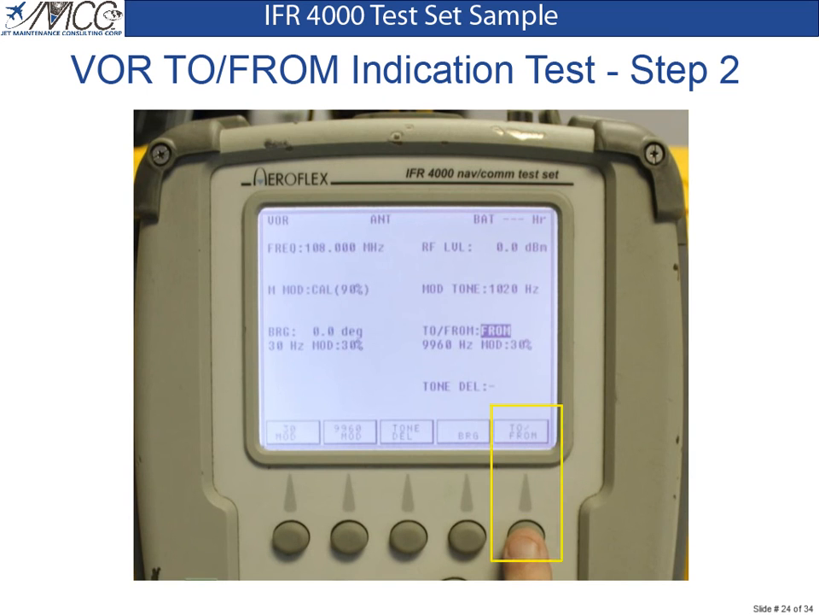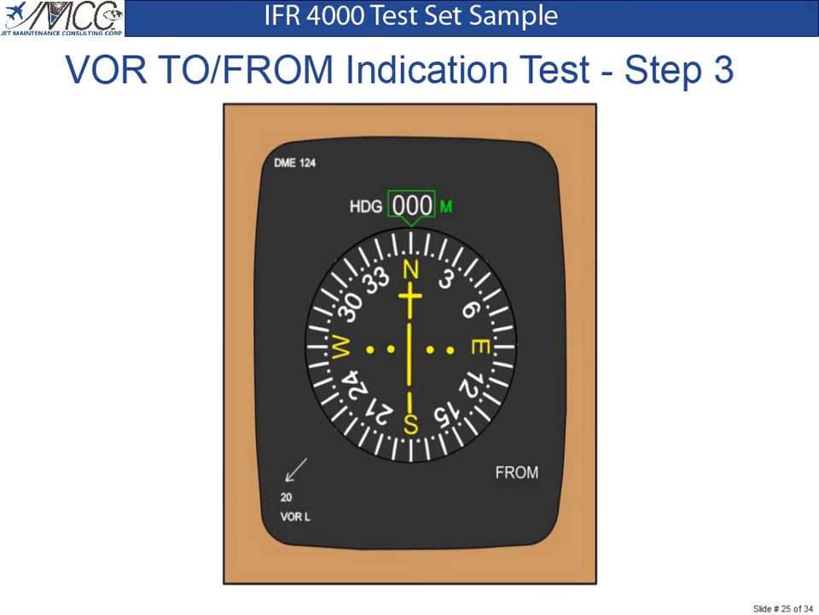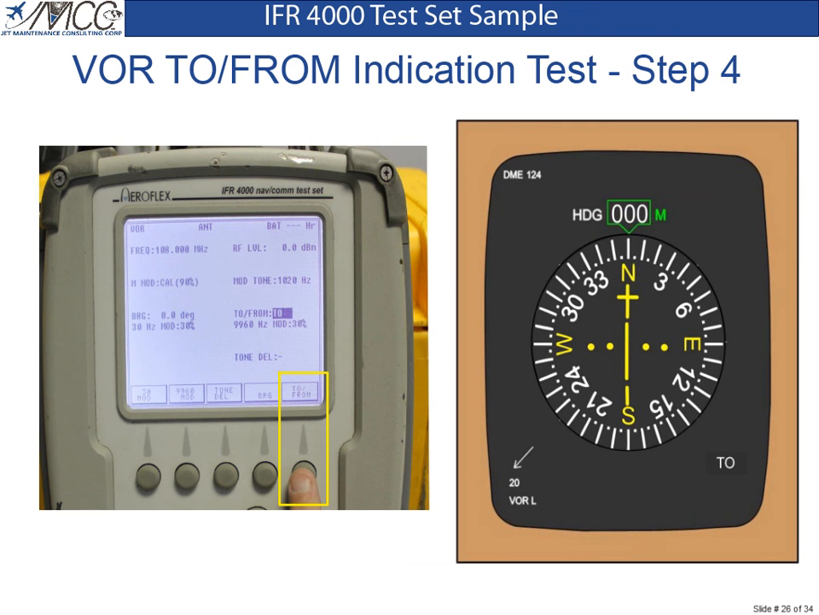Next, press the To-From soft key on the VOR test screen to select From on the test set. Verify the To-From indication on the HSI changes from To to From. Then, press the To-From soft key on the test set again to display To, and verify the HSI again shows a To the station indication.